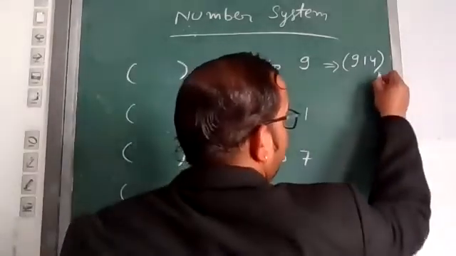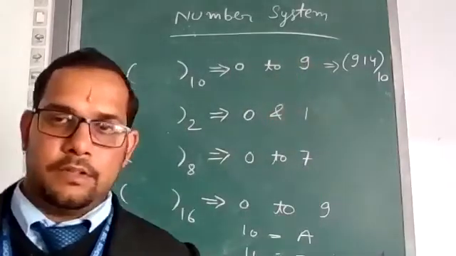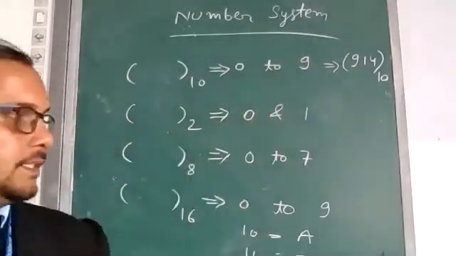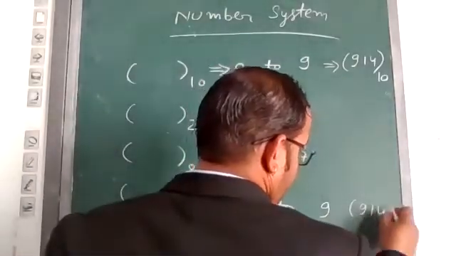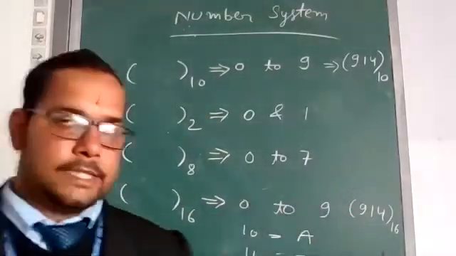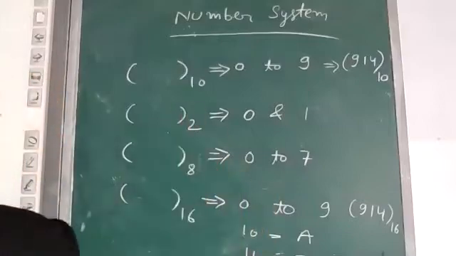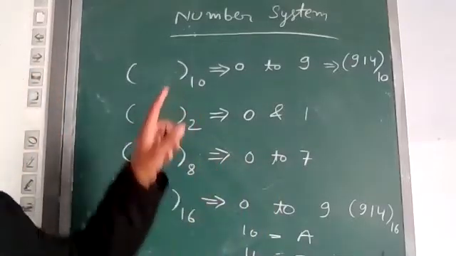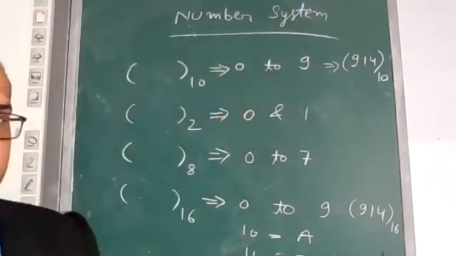If I write 914 with subscript 10, that means this is the decimal number system. If I write it with 16, that means this is the hexadecimal number system. So numbers are differentiated by their base. The decimal number system is also called the base 10 number system, and it considers numbers from 0 to 9.